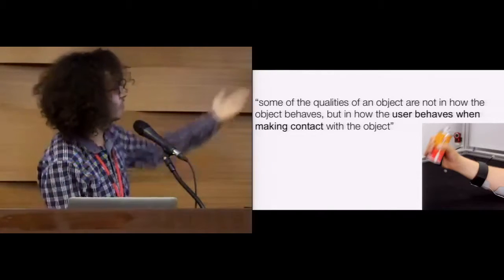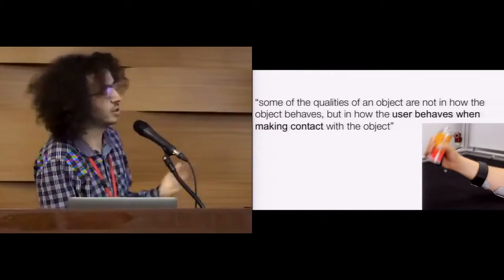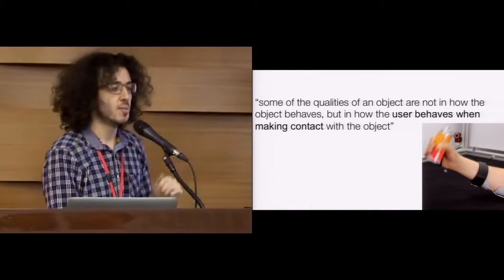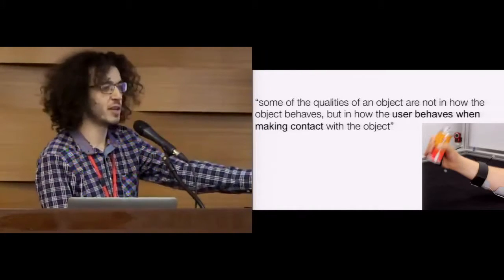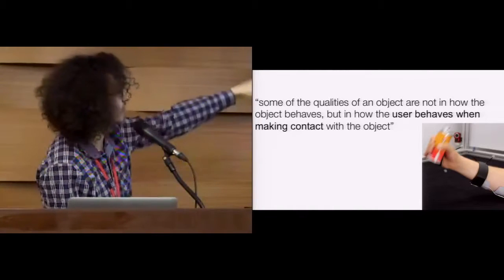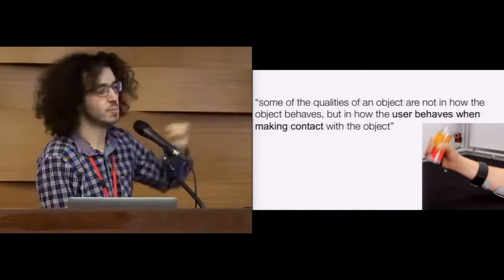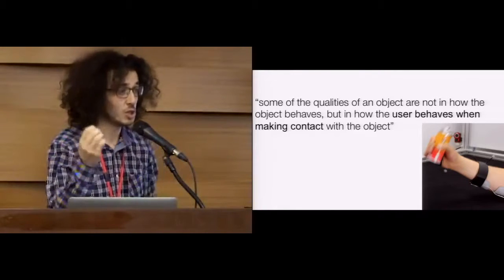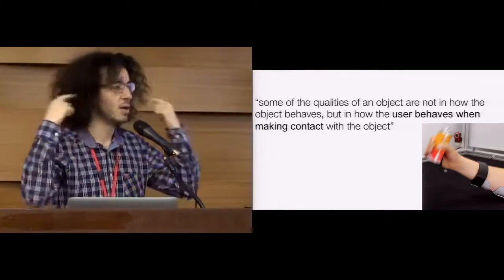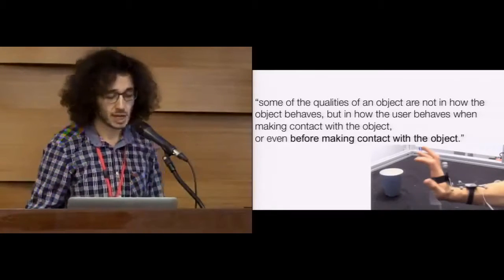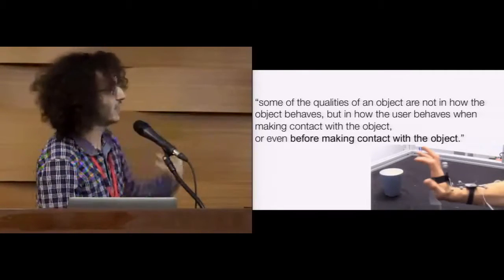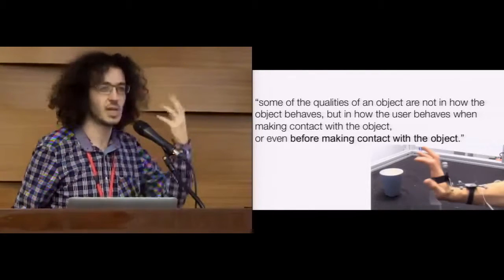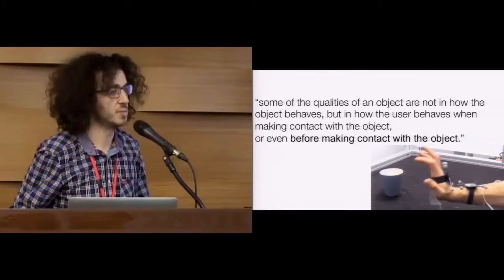And when we started, we thought, okay, some of the qualities of the object are in the way the objects behave, so if you just animate the spray can, that's great. But to see the spray can on the table animating and jumping around is not quite the same as how the user behaves when making contact with the object. That's totally different. I grab it, and while I'm touching the spray can, it shakes. My mind just gets it immediately. Interestingly, it can be even before making contact with the object, which is something that we don't typically think of when we have the notion of affordance in mind.